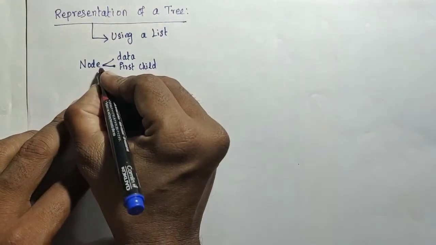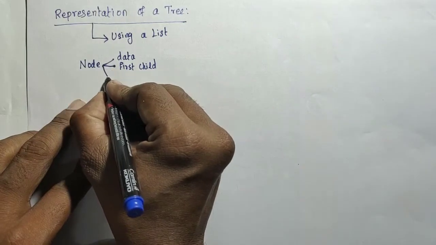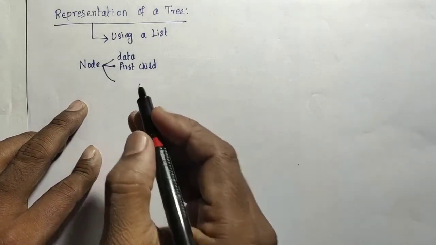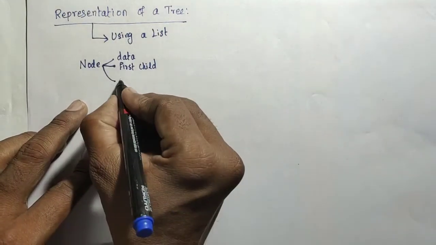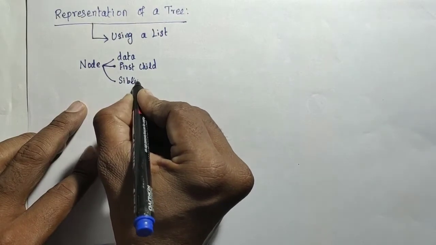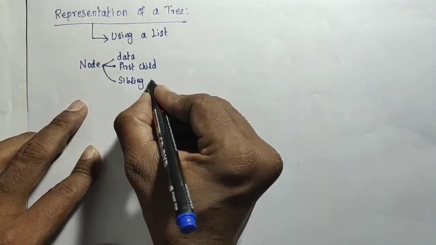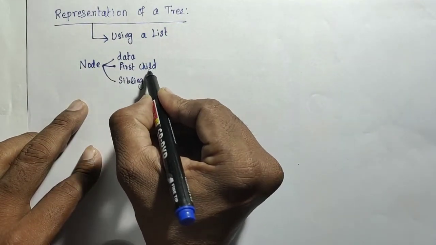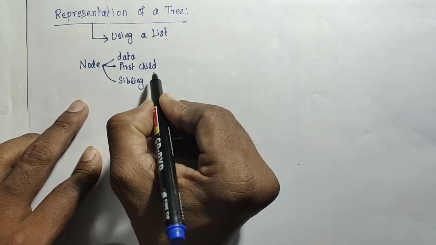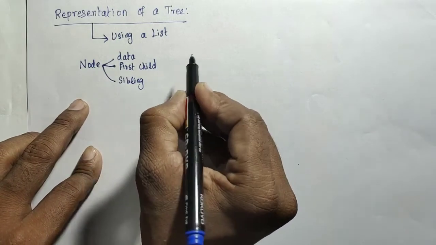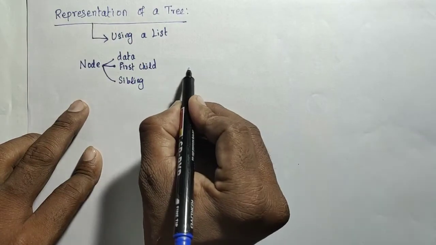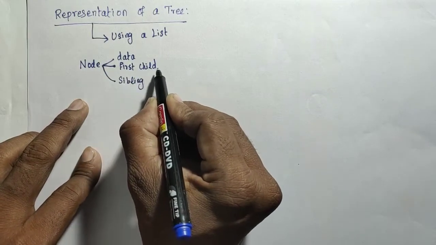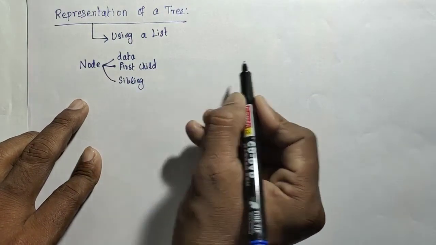In addition to that first child, it has the siblings. Siblings means the address of the sibling. Okay, so three fields: data, address of the first child, address of the sibling. What about the second child, the third child? The second and third children are the siblings of the first child. So it contains the information about the second child and third child, etc.